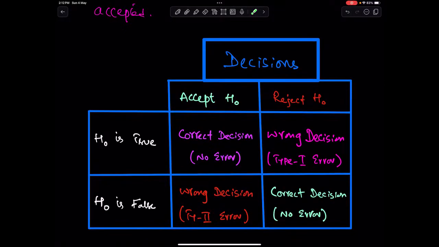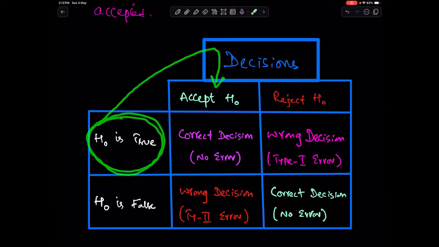You can understand this with the help of this table. When we do testing, we have two possible answers. Originally H naught is true. If the decision is accept H naught, then this is the correct decision, so no error. H naught is true and the decision is accept H naught. So correct decision, therefore no error.